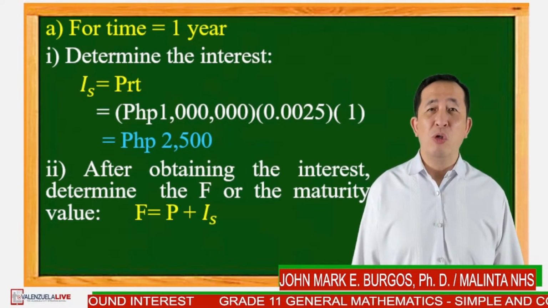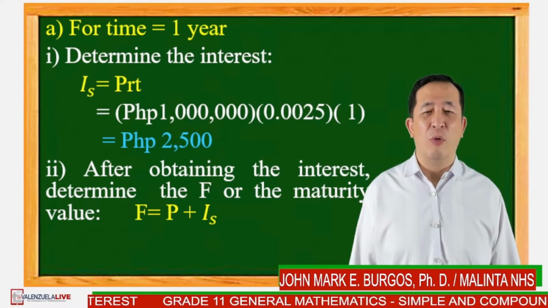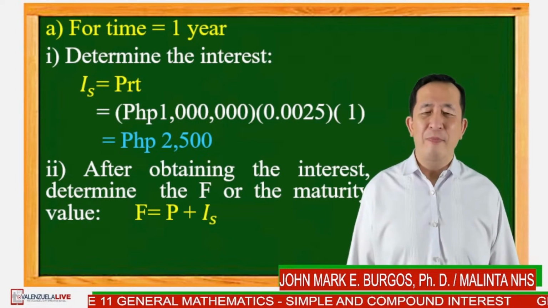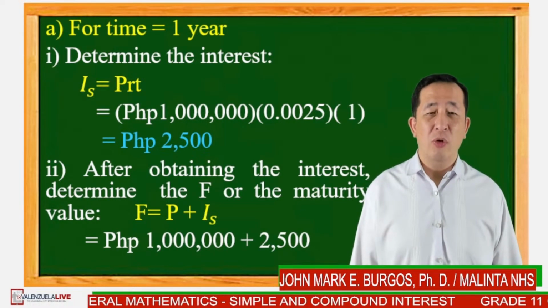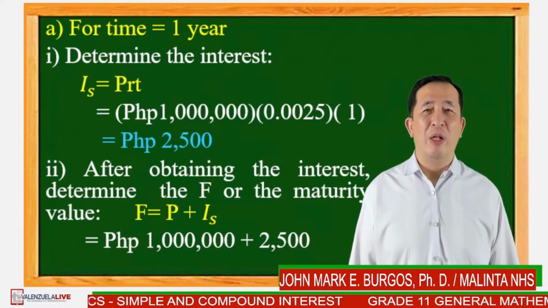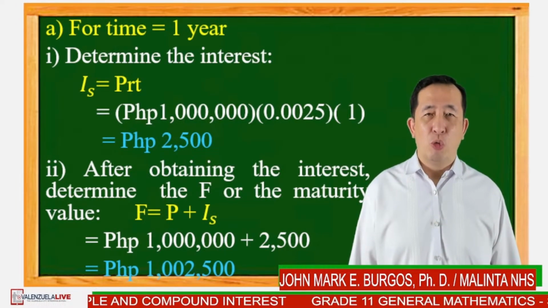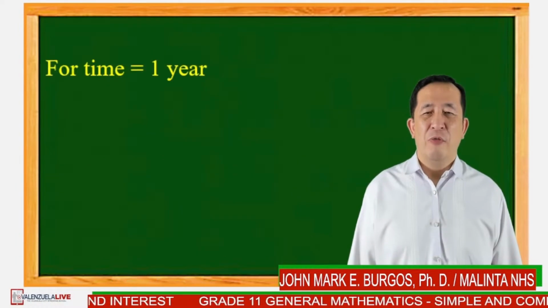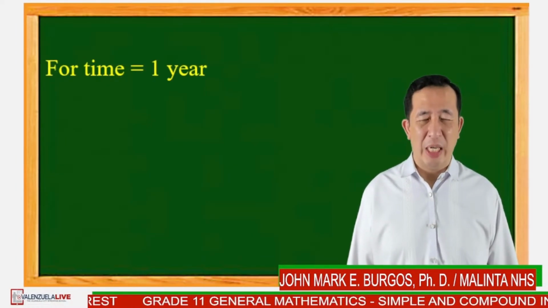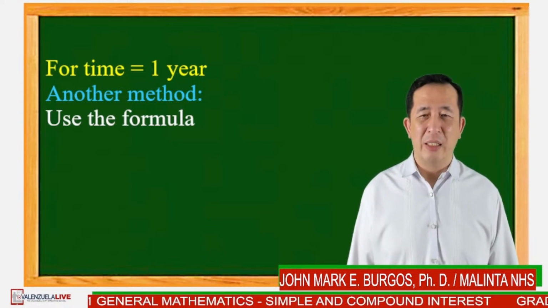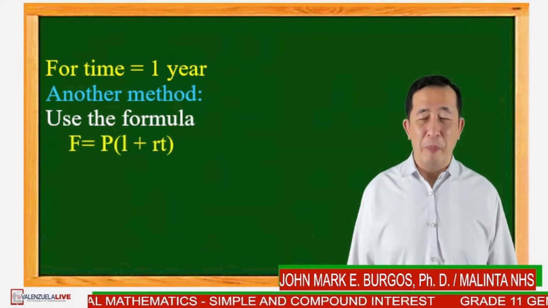After obtaining the interest, we have to determine the F, or the maturity value. So we have to use the formula F is equal to P plus I, or 1 million pesos plus 2,500 pesos. The maturity value will be 1,002,500 pesos.